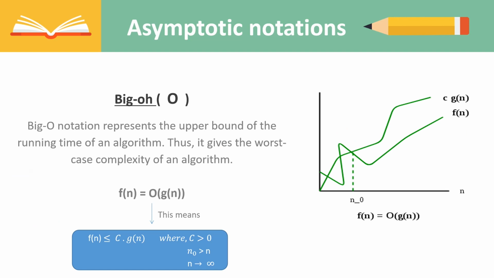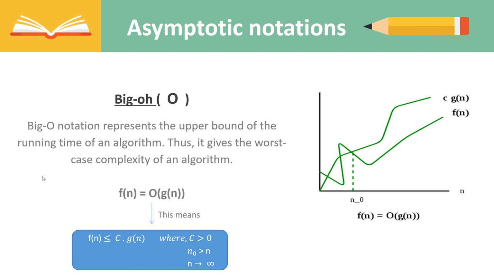N naught means numbers. Do you know why we are learning these asymptotic notations? Actually, this notation doesn't show how much time an algorithm will run. It shows the number of operations it will perform. It tells you how fast an algorithm grows and lets you compare it with other algorithms.